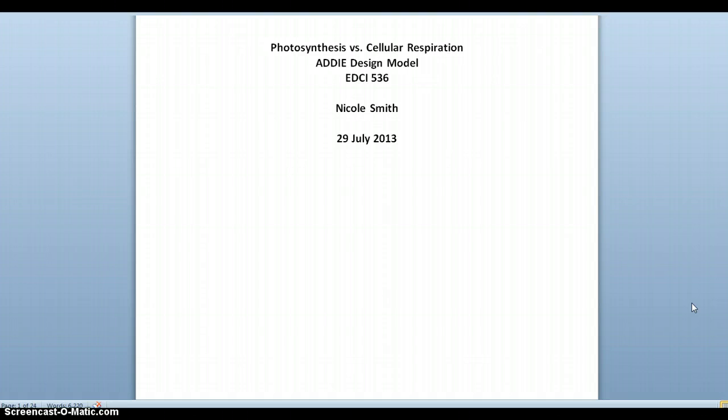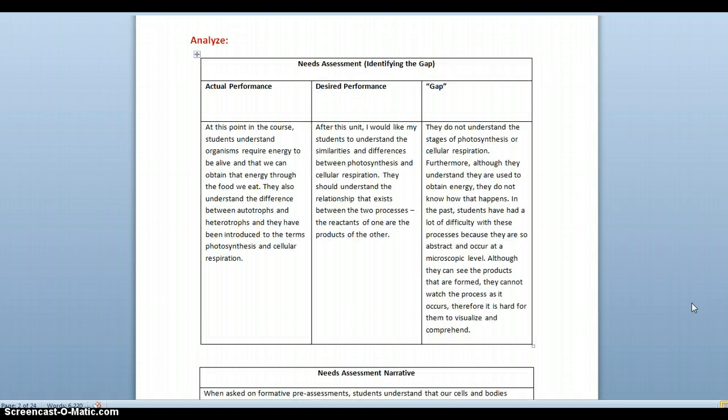For my particular lesson, though, I focused on the relationship between photosynthesis and cellular respiration. I chose this particular unit and this lesson because based upon teaching this lesson beforehand, students often have a lot of trouble understanding photosynthesis and cellular respiration. The processes are very abstract and they occur at a microscopic level, so it's not something the students can actually visualize and see, and they can't actually watch the processes occur.